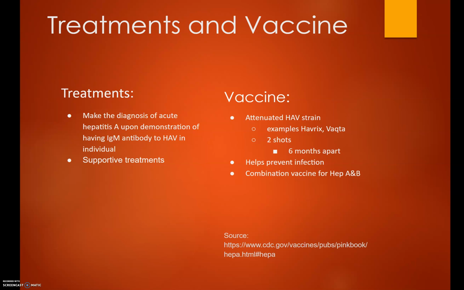There is a combination vaccine for both Hep A and B that combines the two, and it's given as 3 shots given 6 months apart. There is one other kind of vaccine that I didn't include on the slide, but it is a live attenuated HAV strain, and it's given usually in specific areas of China or India. This is 95% efficient in preventing HAV for 3 years.